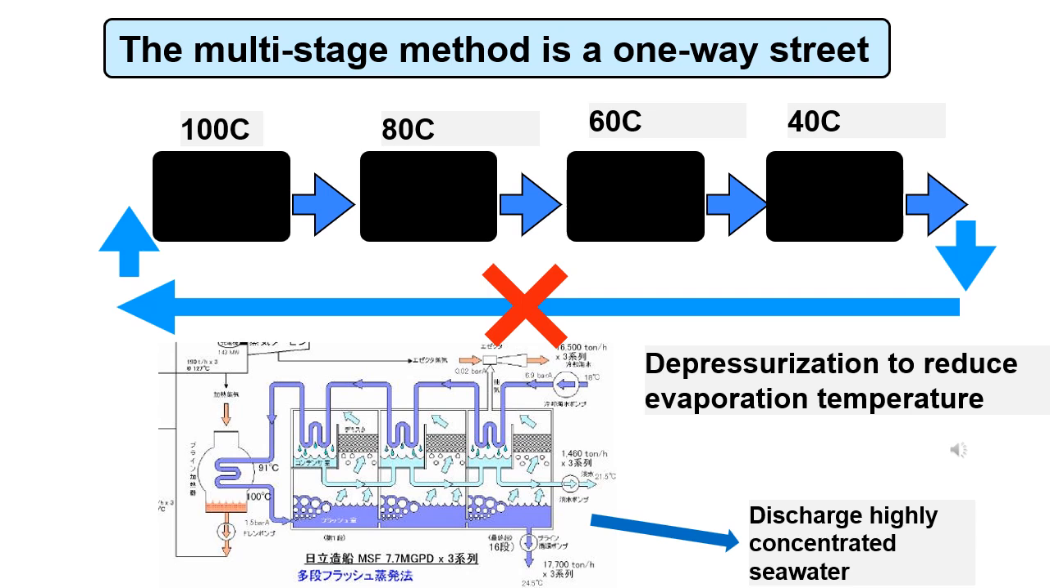For example, if the last device is at 40 degrees, it cannot be connected to the first 100-degree device. This is a one-way street. Therefore, the last 40 degrees can only be discharged.